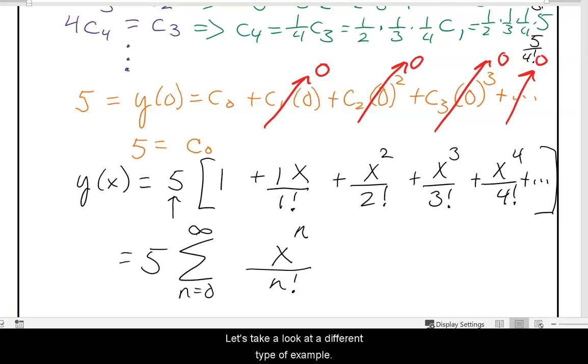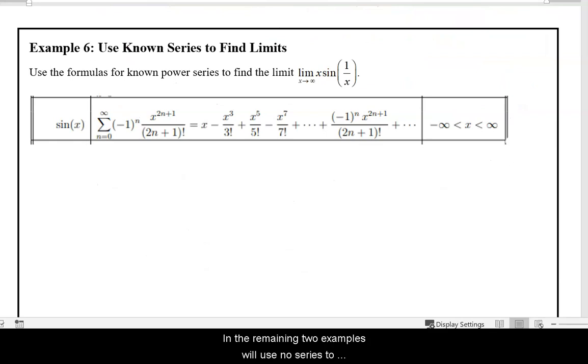Let's take a look at a different type of example. In the remaining two examples, we'll use known series to find limits that previously might have been difficult to evaluate. In the first one, we want to find the limit of the function x times the sine of 1 over x. This is one that is notoriously difficult to prove, but we can do it simply here using known power series.